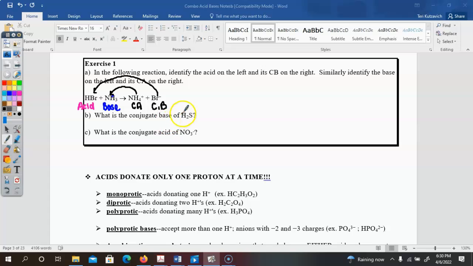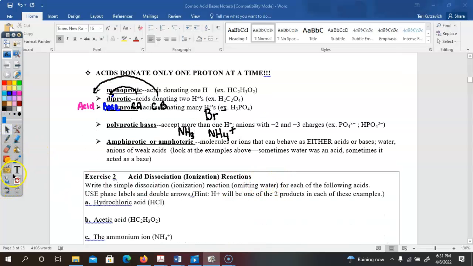They're asking you what is the conjugate base of H2S? Well, that would be Br negative. What is the conjugate acid of NO3 negative? That should be NH3. And it's NH4 plus. That should be NH3. There. All right. Easy, right? So acids have conjugate bases and bases have conjugate acids.